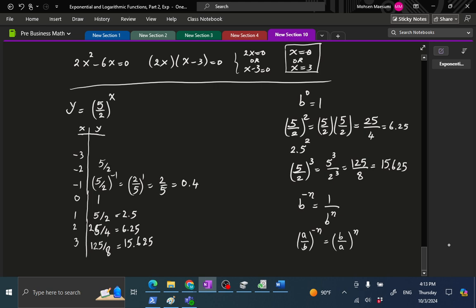Same way, 5 halves to the power of -2 is the same as 2/5 to the power of 2, and that's going to be 4/25, and that's going to be 0.16. Finally, 5 halves to the power of -3 is the same as 2/5 to the power of 3, and that's going to be 8/125, and that's going to be 0.064, I believe. All right.